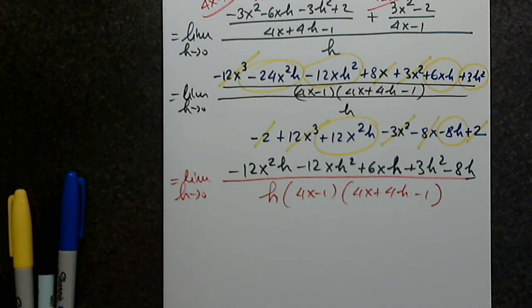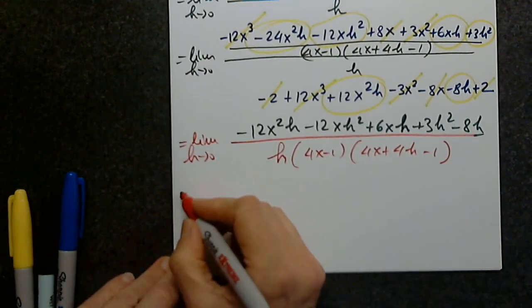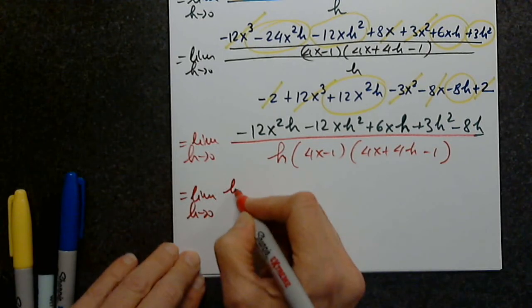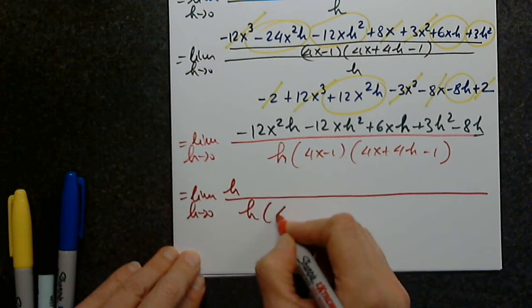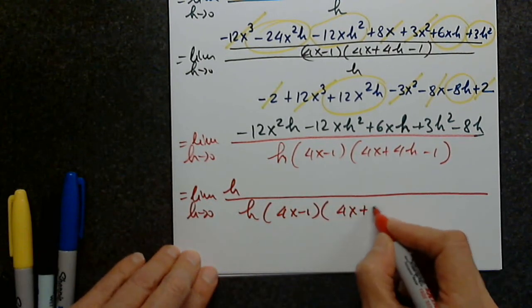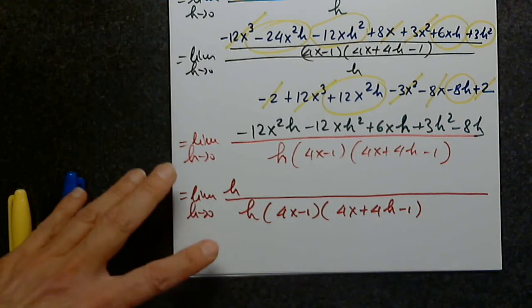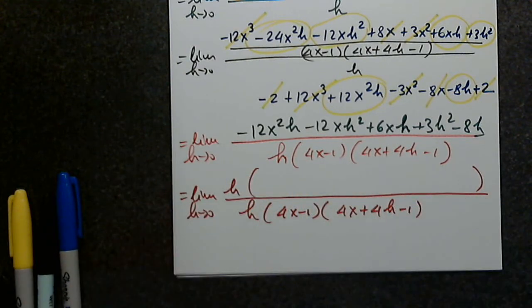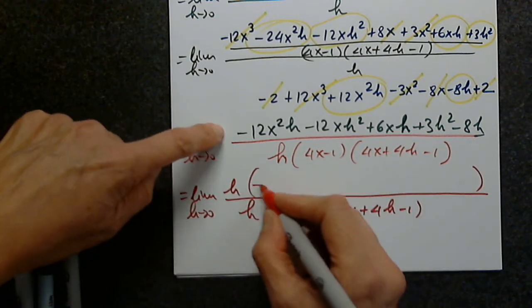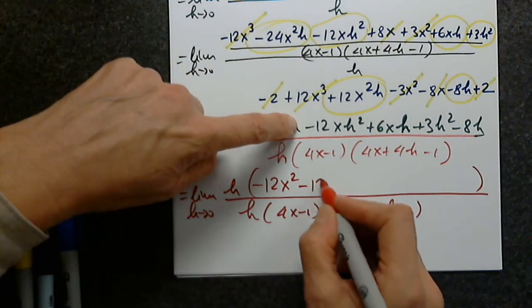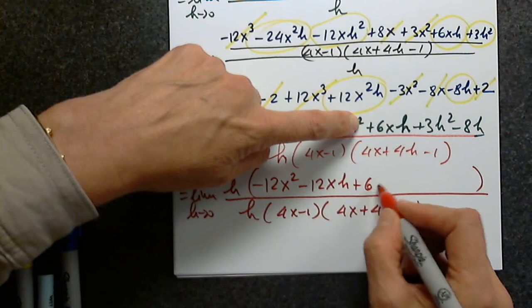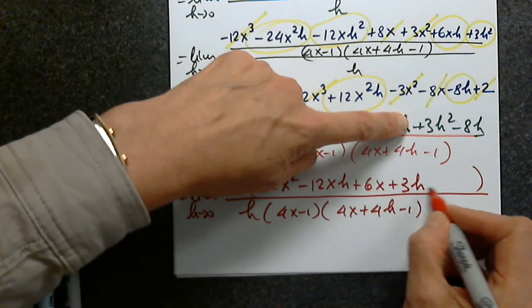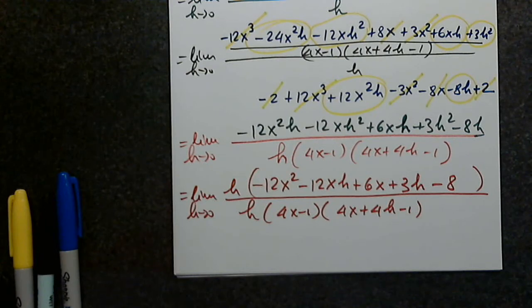Okay, so now obviously all those terms have a problem in them. And what is the problem? h. So let's factor out h and let's see what happens. 1, 2, 3, 4, 5. I have to have 5 terms in parentheses. And they are negative 12x squared, negative 12xh, positive 6x, positive 3h, and minus 8. Agreed? Yes.